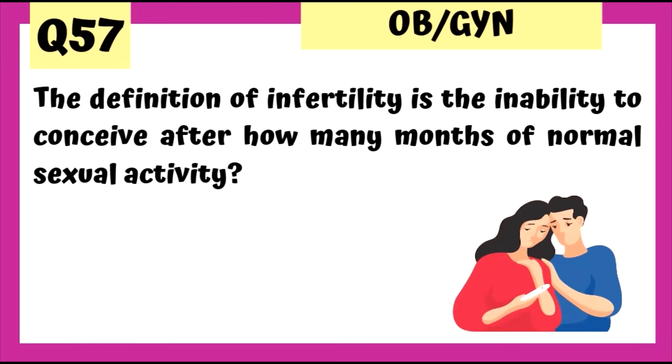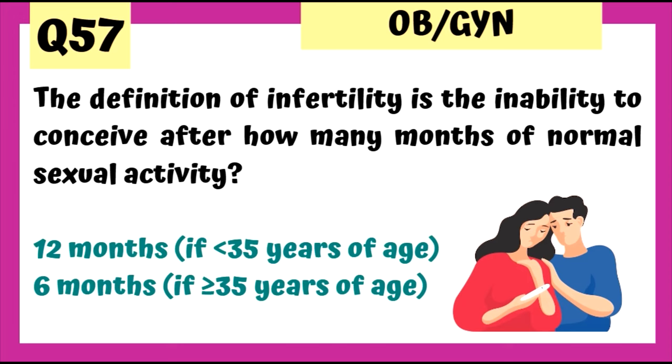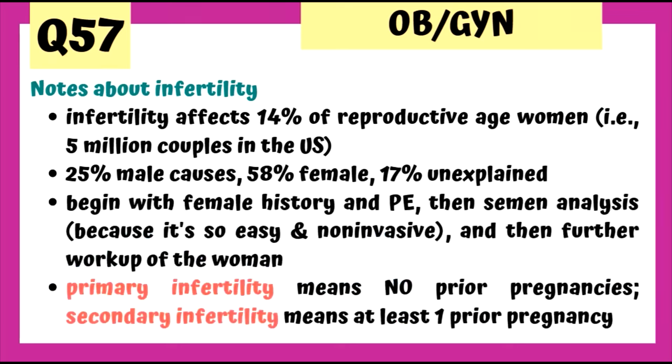Question 57, the definition of infertility is the inability to conceive after how many months? And the answer is 12 months if less than 35 and 6 months if more than 35. A little bit about infertility over here. Primary infertility means no prior pregnancies. Secondary infertility means at least one prior pregnancy.